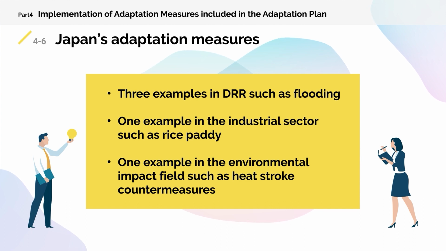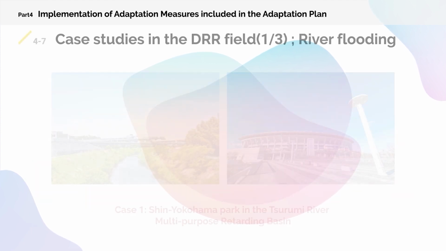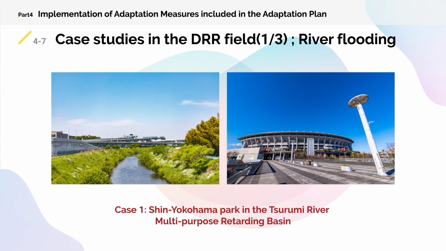From the next slide onward, a total of 5 examples of DRR, agriculture and heatstroke countermeasures are shown. First, let's examine a case of river flooding in the DRR field. The lower reaches of the Tsurumi River, which flows through Yokohama City in Kanagawa Prefecture, have long been prone to river flooding, causing considerable damage.